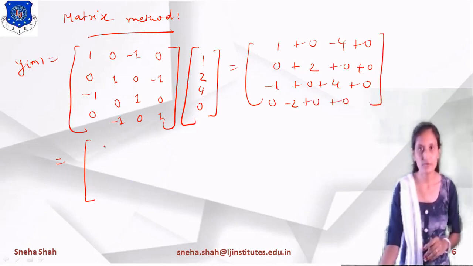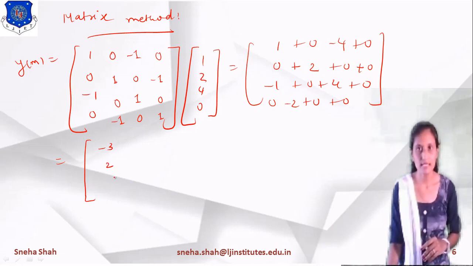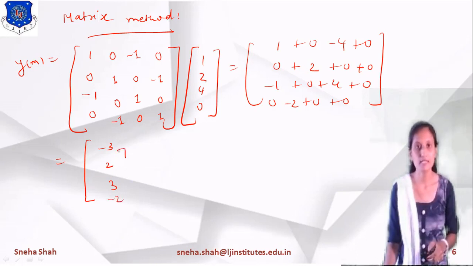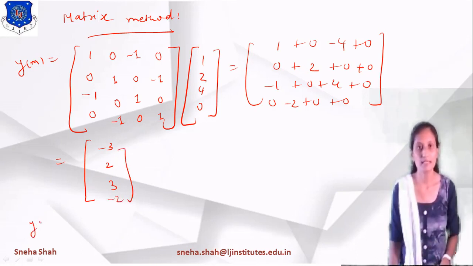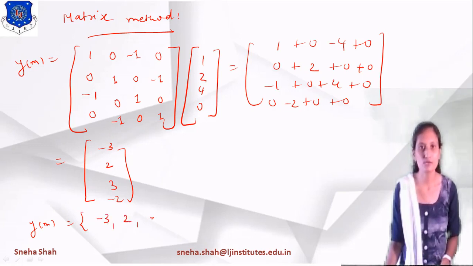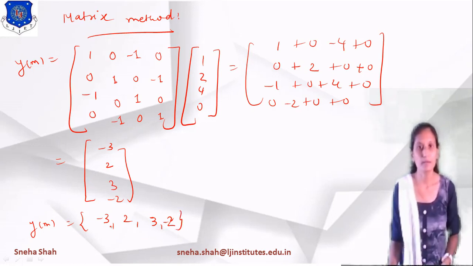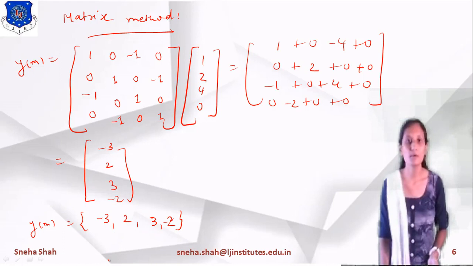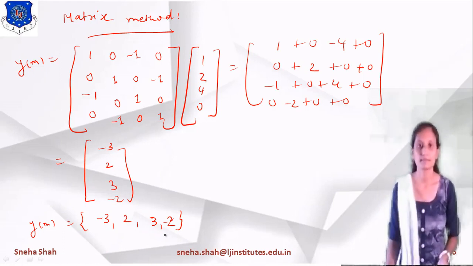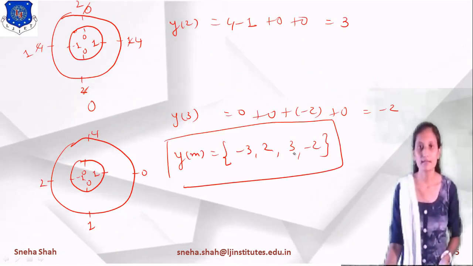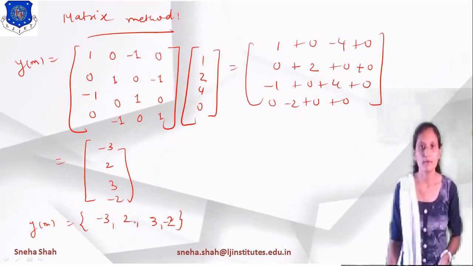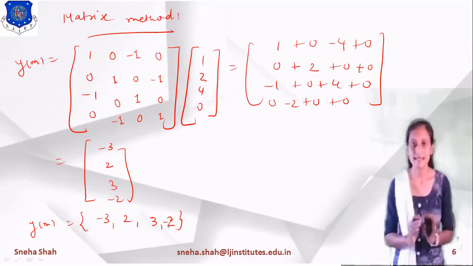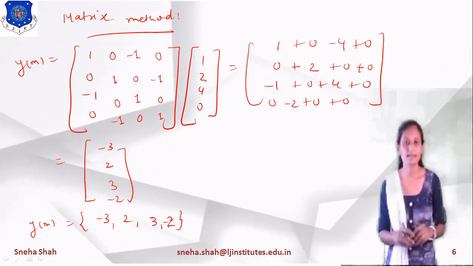So if I solve this, 1 minus 4 is minus 3, the next term is 2, minus 1 plus 4 means 3, and the last term is minus 2. So if I represent this in the form of a sequence, it will be minus 3, 2, 3 and minus 2. Right. So if I compare this answer with the above answer, then it should be the same. You can see that minus 3, 2, 3, minus 2. So the answer remains the same by using the other method.